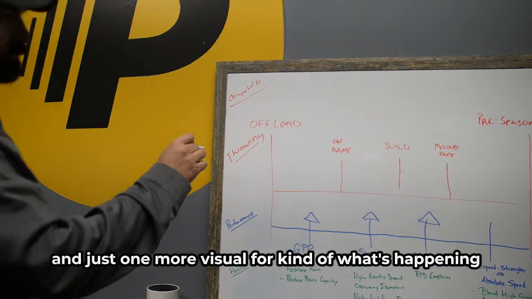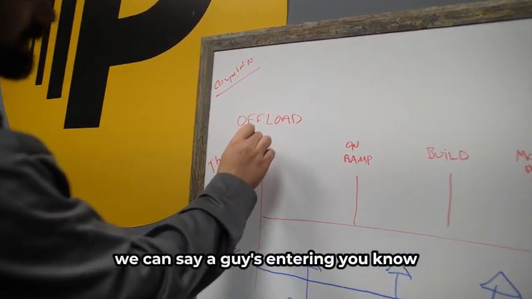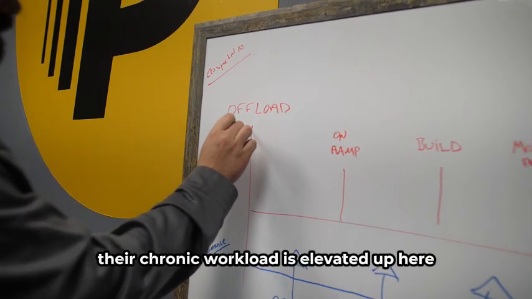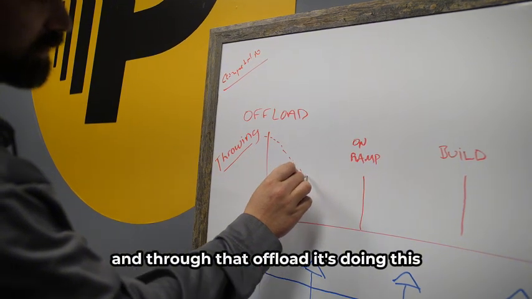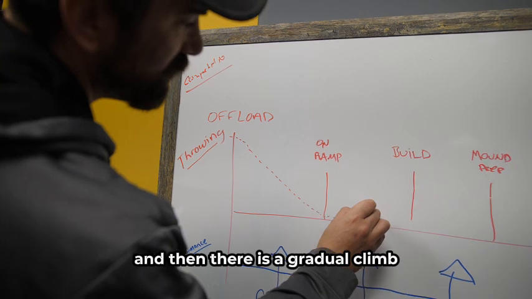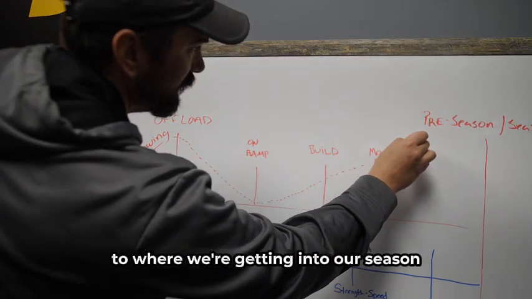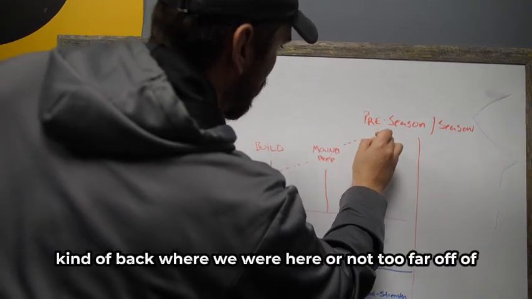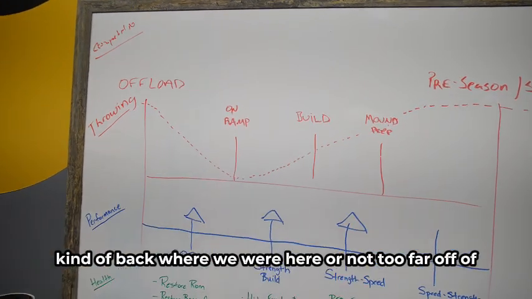And just one more visual for what's happening on the throwing side. We can say a guy's entering, their chronic workload is elevated up here as they get out of the season. And then through that offload, it's doing this. And then there is a gradual climb back up that mountain to where we're getting into our season back where we were here, or not too far off of.